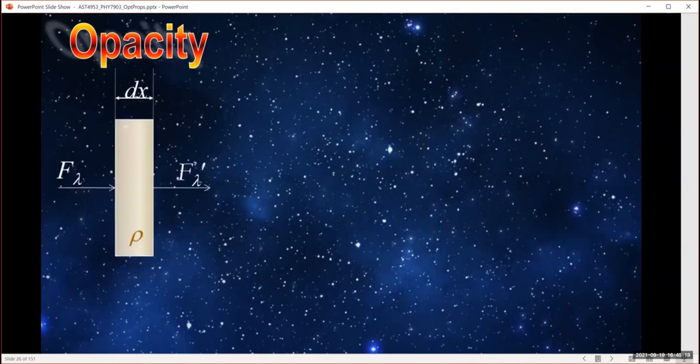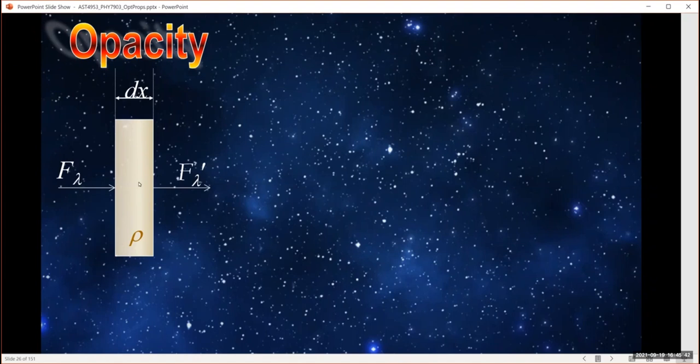Opacity, the word, comes from the idea of being opaque. Opacity is opaqueness. Basically, it's how opaque a thing is. And so we're going to define it here, but what I've got is a slab of material. I've got light of incident flux F, and after it has passed through this slab, which has a density rho and a thickness dx, it has a value F prime.